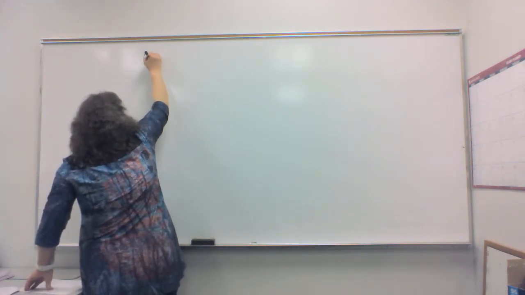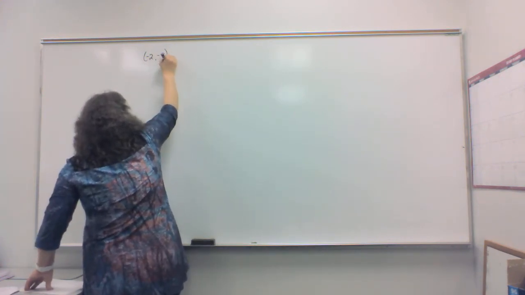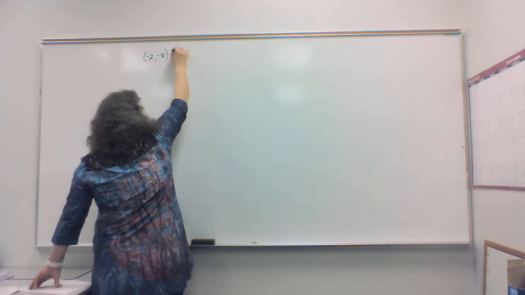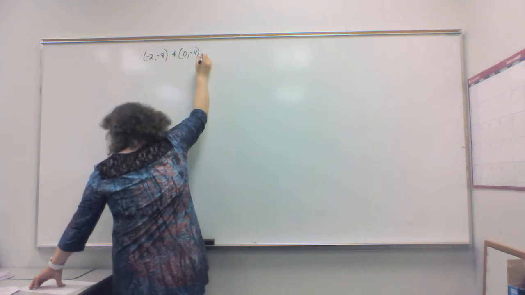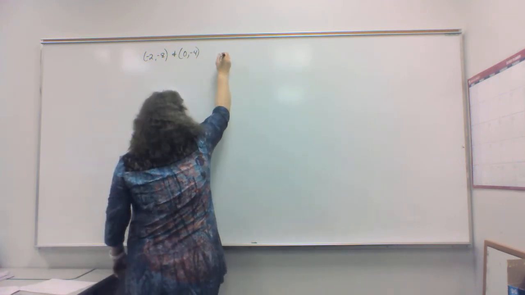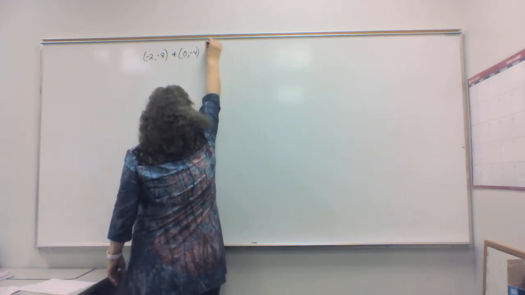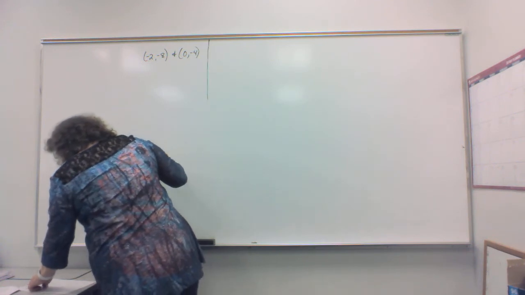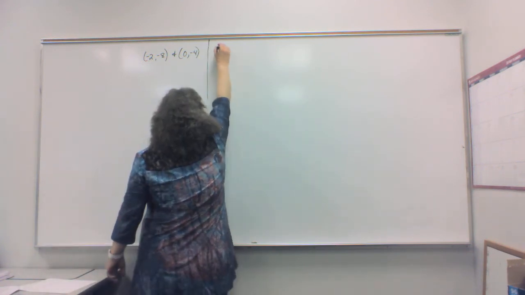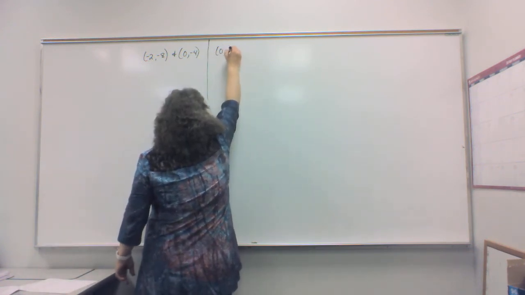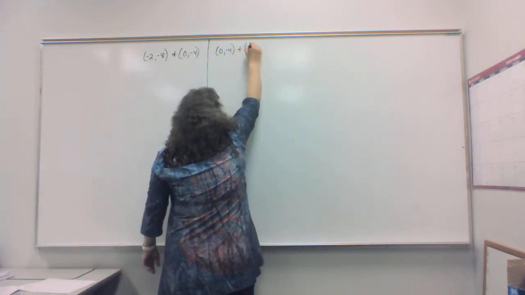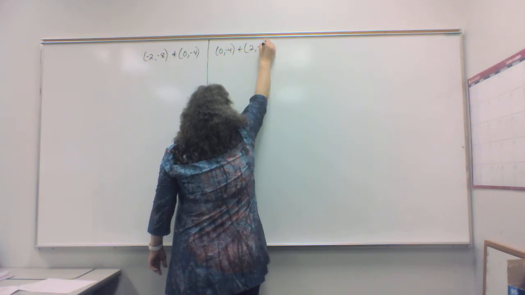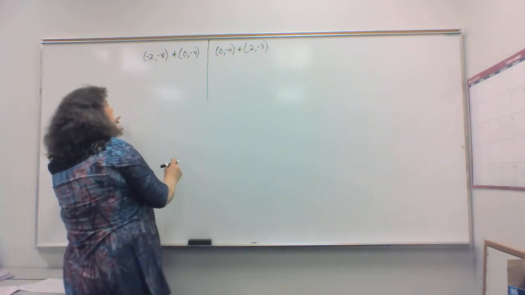Okay? Negative 2, negative 8, and 0, negative 4. That's one set of ordered pairs. My second set of ordered pairs is 0, negative 4, and 2, negative 3. Okay, so let's do the first one.